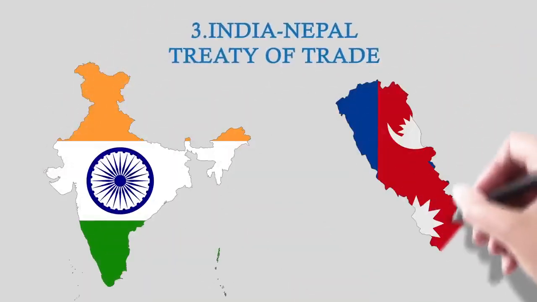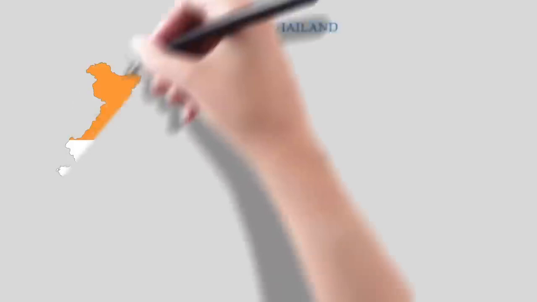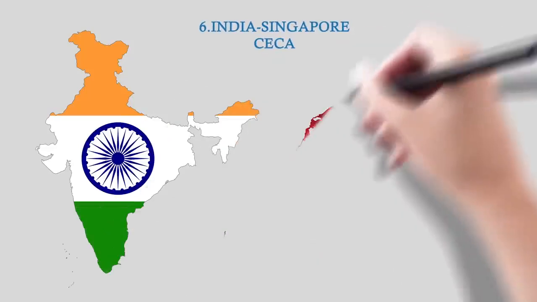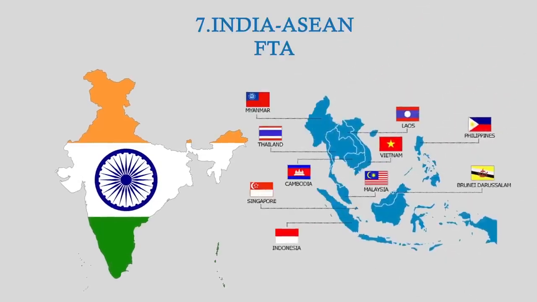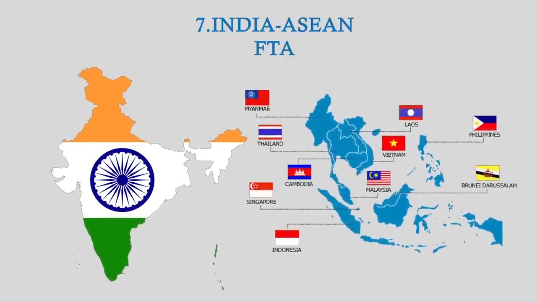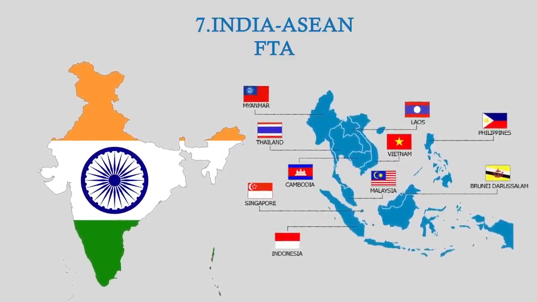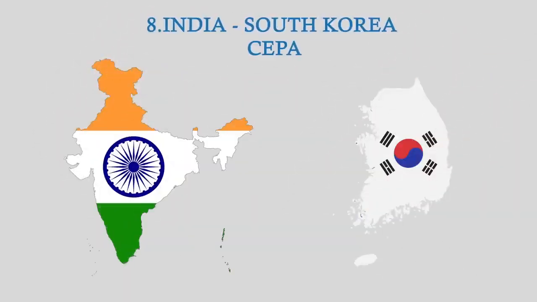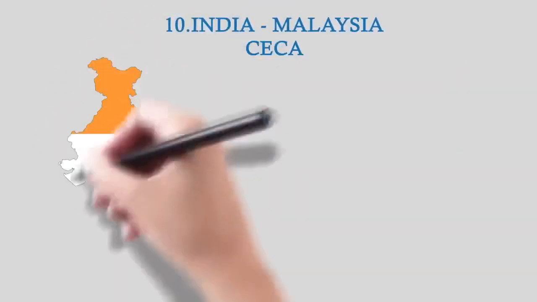India-Nepal Treaty of Trade, India-Bhutan Agreement on Trade, Commerce and Transit, India-Thailand FTA, Early Harvest Scheme, that is EHS, India-Singapore CECA, India-Asian FTA. Asian countries include 10 of the Southeast Asian countries, that is Vietnam, Thailand, Singapore, Cambodia, Indonesia, Malaysia, Myanmar, Philippines, Laos and Brunei. India-South Korea CEPA, India-Japan CEPA, India-Malaysia CECA.